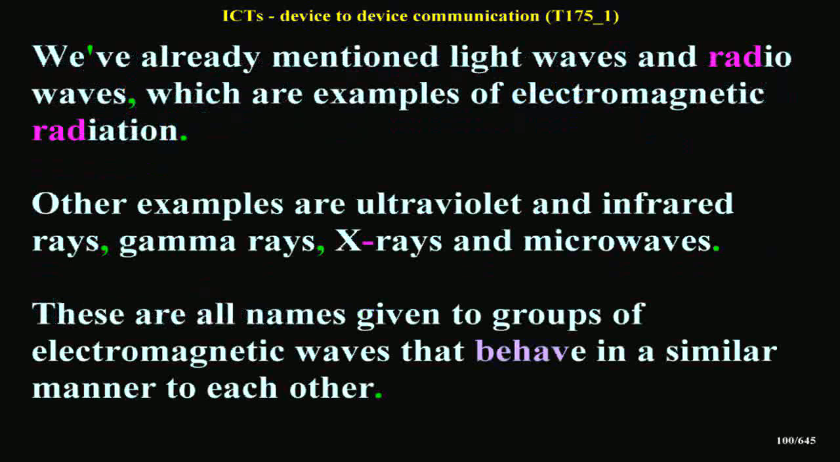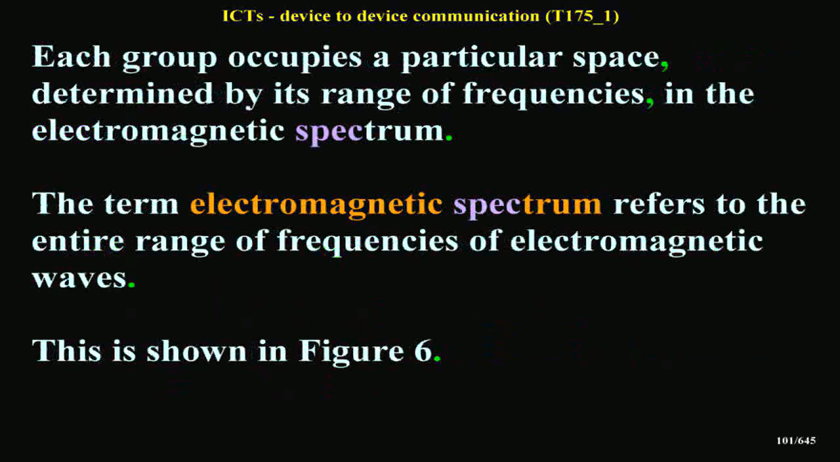We've already mentioned light waves and radio waves, which are examples of electromagnetic radiation. Other examples are ultraviolet and infrared rays, gamma rays, X-rays, and microwaves. These are all names given to groups of electromagnetic waves that behave in a similar manner to each other. Each group occupies a particular space, determined by its range of frequencies in the electromagnetic spectrum. The term electromagnetic spectrum refers to the entire range of frequencies of electromagnetic waves. This is shown in Figure 6.